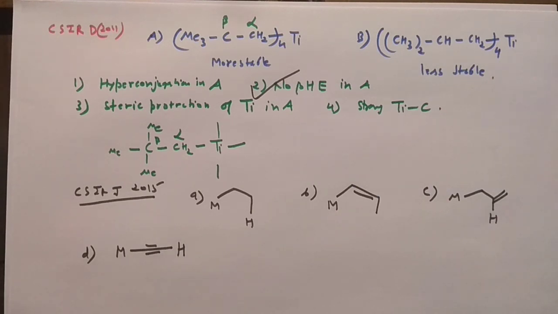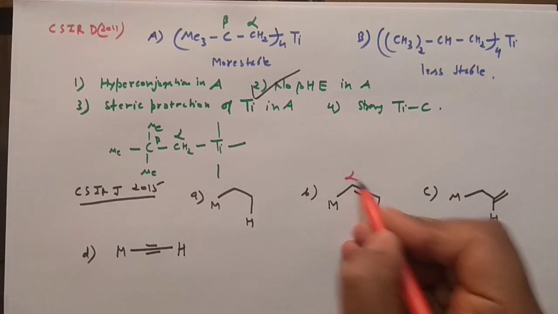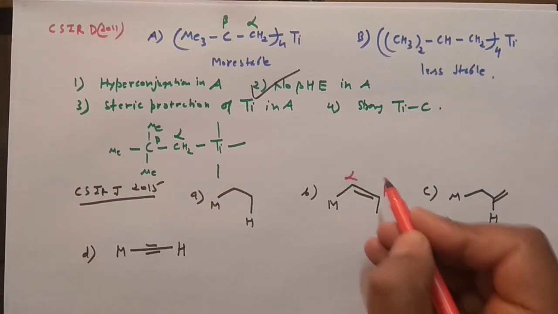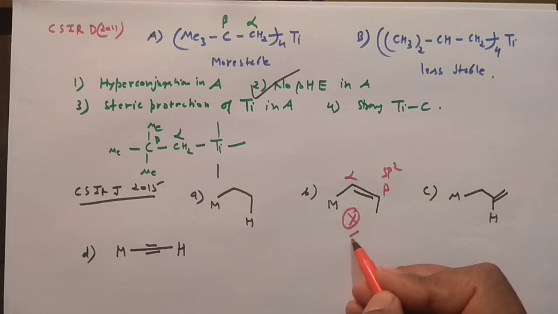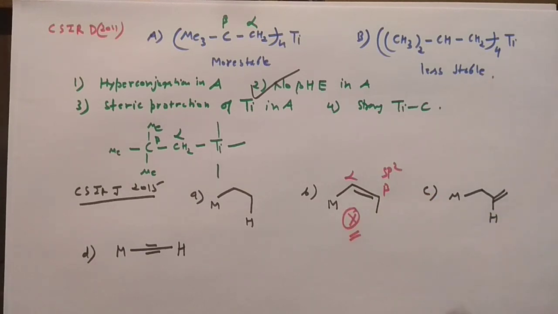So it's quite obvious. See, this is the alpha carbon, this is the beta carbon, and this beta carbon is sp2, with no cis coplanar relationship, so it cannot give the beta hydride elimination reaction.